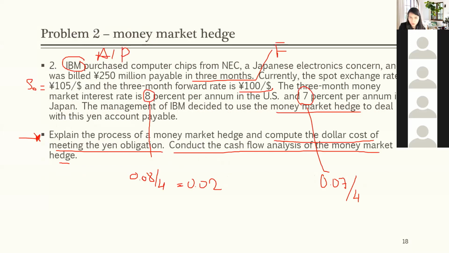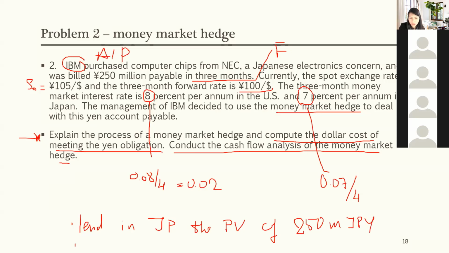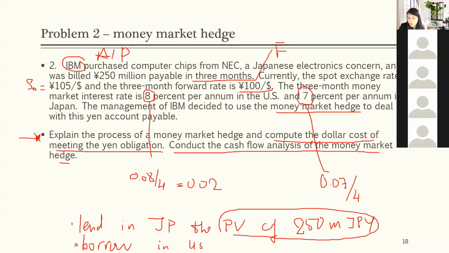So we mentioned before that with an account payable of this kind, you want to be lending in Japan the present value of 250 million Japanese yen, meaning you want to be borrowing in the US the equivalent amount of the present value of 250 million Japanese yen. So that was where we were before I erased my whiteboard.